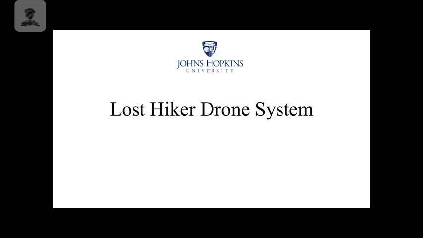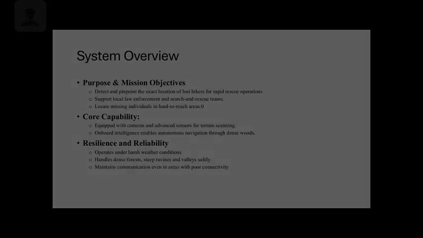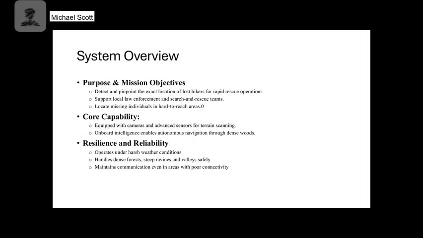The Lost Hiker drone system is a specialized solution designed to assist search and rescue teams in locating missing hikers quickly and safely. So we're going to go over a little bit about the purpose and mission objectives and the system overview of the Lost Hiker drone system.